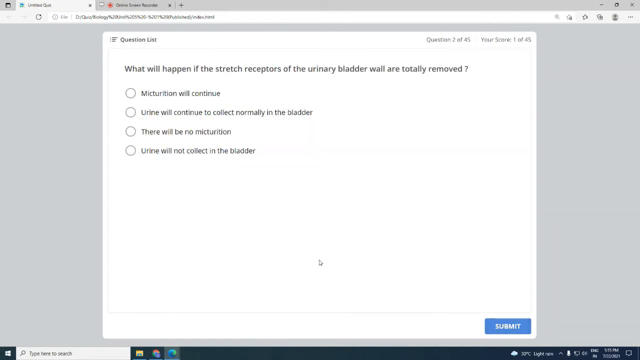Next question: what will happen if the stretch receptors of the urinary bladder are totally removed? In fact, there is a urinary bladder wall. The first option, micturition will continue. Second option, urine will continue to collect normally in the bladder. Third option, there will be no micturition. Fourth one, urine will not collect in the bladder. So which is the right answer? A, B, C or D?